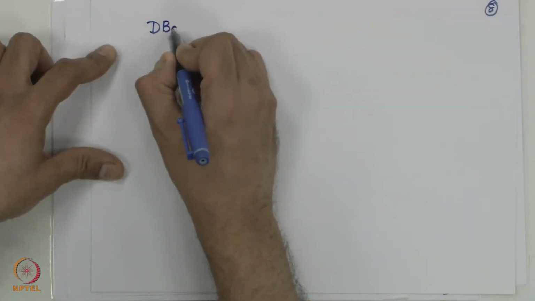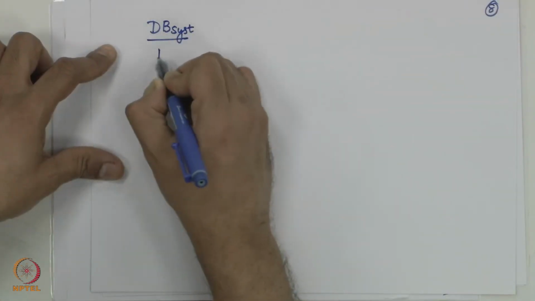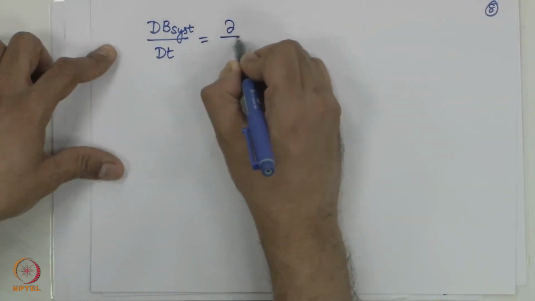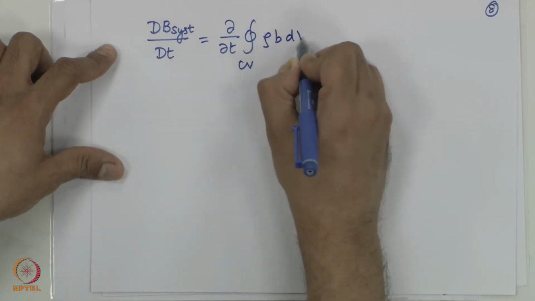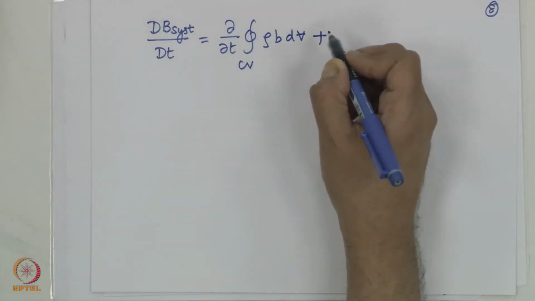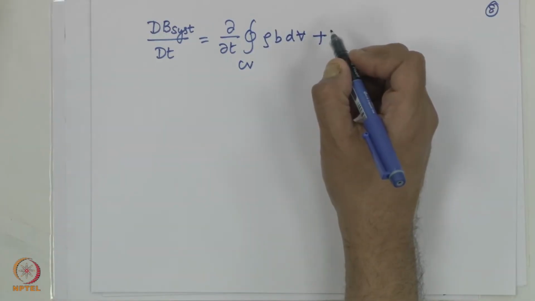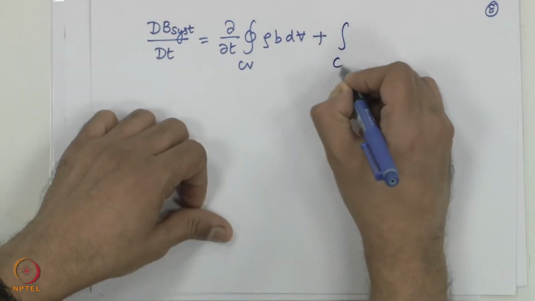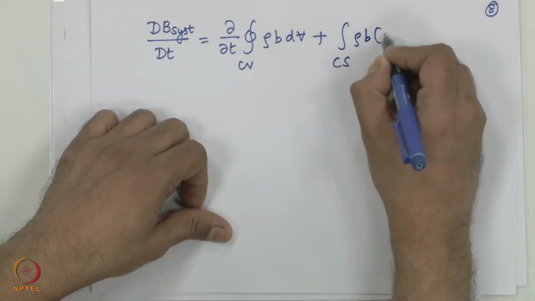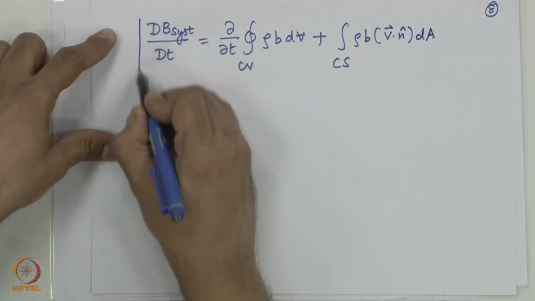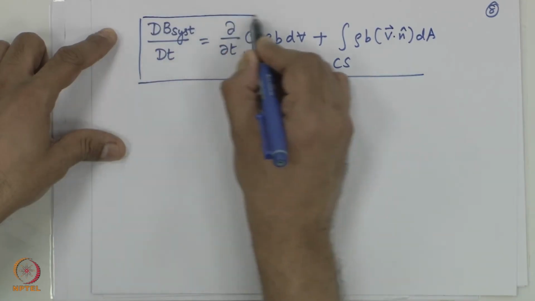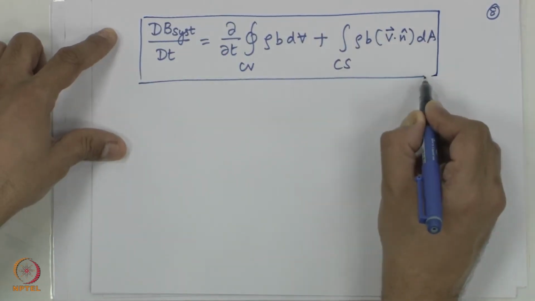So, the complete Reynolds transport theorem will now look like dB_system by dt is equal to d by dt over the control volume of rho b dV plus integral over the control surface of rho b v dot n cap dA. This is something students can be told to remember.